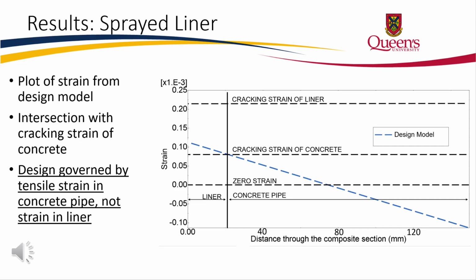The strain distribution intersects with the cracking strain of concrete, but falls below the cracking strain of the liner. This shows that the design of the liner repaired system is governed by the cracking strain of the concrete pipe, rather than the liner. This is a result of using a liner with a cracking stress of 11.3 megapascals, which is almost 3 times greater than the cracking strain of the concrete pipe.